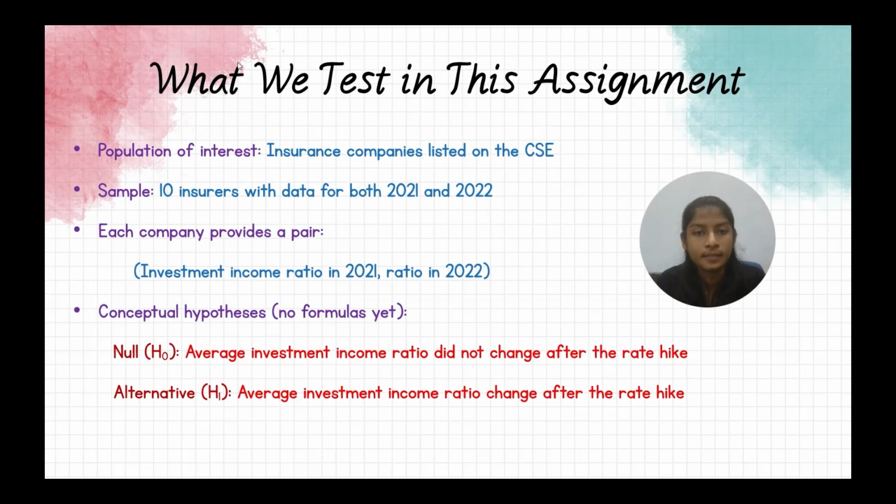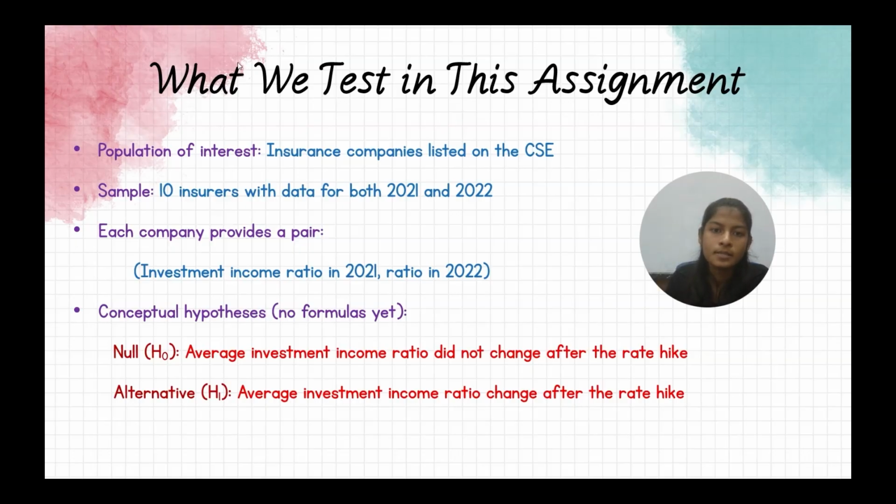To apply this test, we calculate the difference between 2 values for each company. The difference shows how the investment income ratio changed from 2021 to 2022. If the average difference is close to zero, there is no real effect. If it is far from zero, it suggests that the interest rate change had an impact.